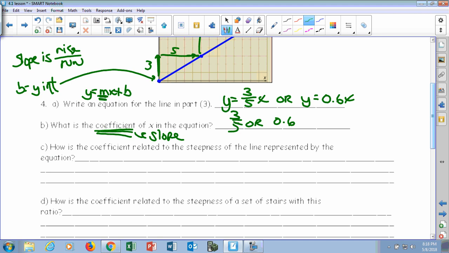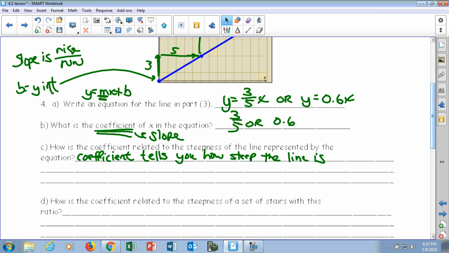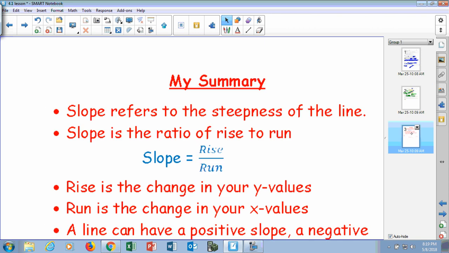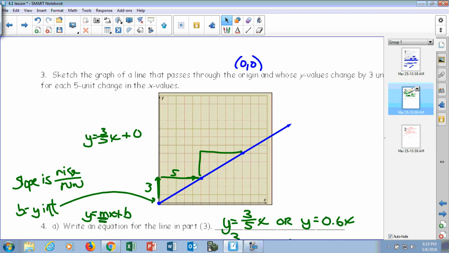So again, how is the, and I keep answering myself, I'm ahead of myself here. So again, how is the coefficient related to the steepness of the line? The coefficient, big word, but it's a necessary word you need to know because we use it a lot in 8th grade as well, tells you how steep the line is. Coefficient tells you how steep the line is. Okay? I'm pretty sure I got a summary in here. Yes, I do. All right. So we'll get to that in a second.